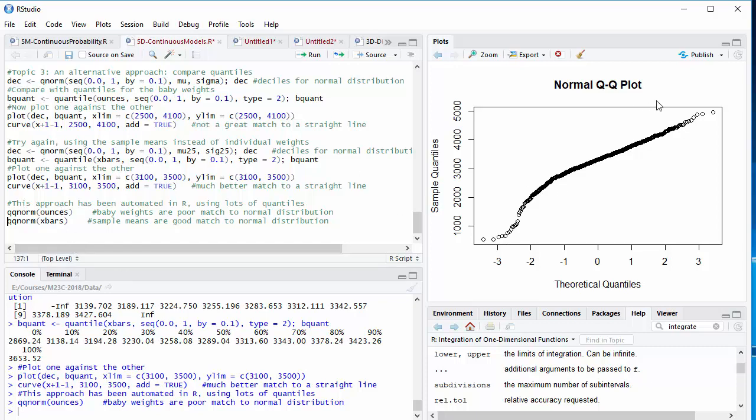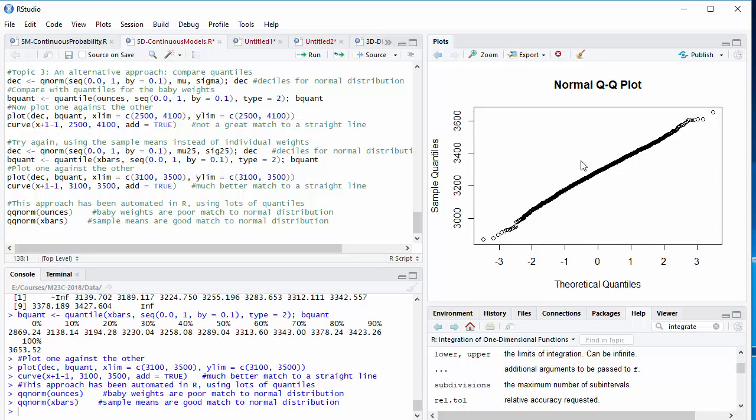So this tells us that the weights of individual babies are not well modeled by a normal distribution, but the mean weight of 25 babies is pretty well modeled by a normal distribution.